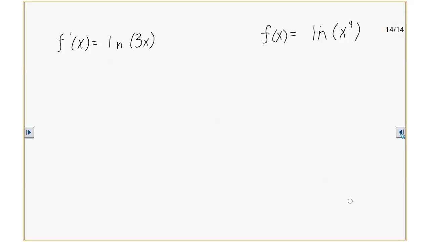Now these are 2 basic natural logarithm rules.